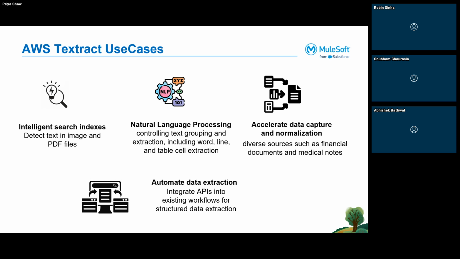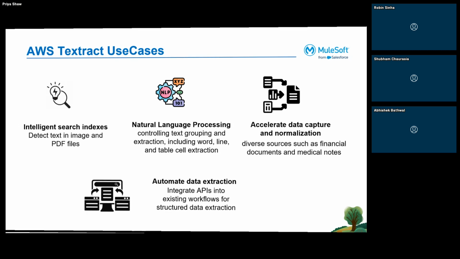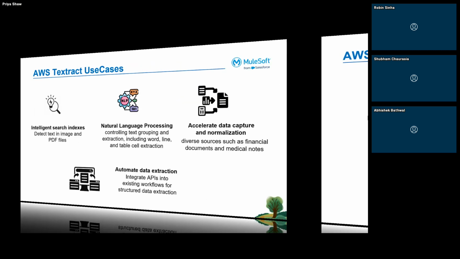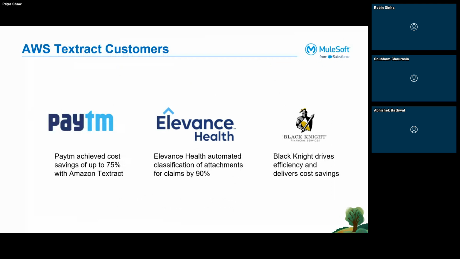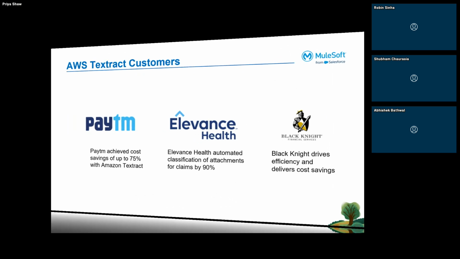Then we also have an automated data extraction use case available to integrate all the APIs into existing workflows. So there are several use cases, and these are just a few among those which I have mentioned. AWS Textract is widely used among financial, healthcare, medical, and almost all sectors. Paytm, Elevens, and Blacknet are some of the customers highly using this feature of Amazon AWS.